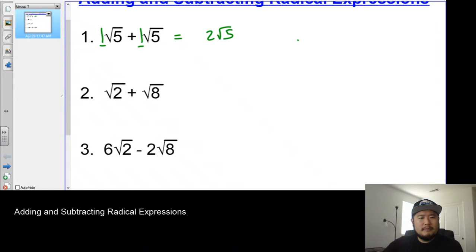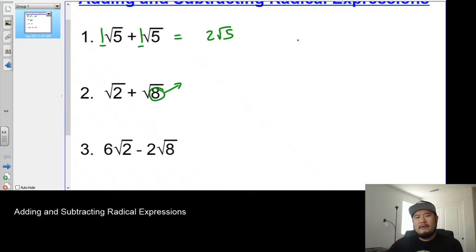Let's take a look at the second one. In our second problem, we have rad 2 plus rad 8. We have two different radicands here. So what do we do? We have to be able to get the same radicand. This is where the challenge comes in with these problems. The first term is rad 2, so with 8, I have to somehow be able to get rad 2. How could I do that? Maybe we can simplify this. That's the key right here.